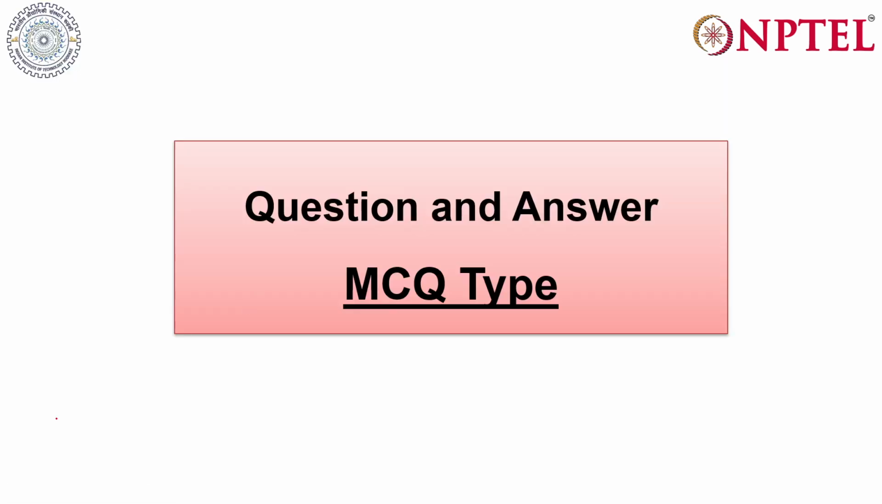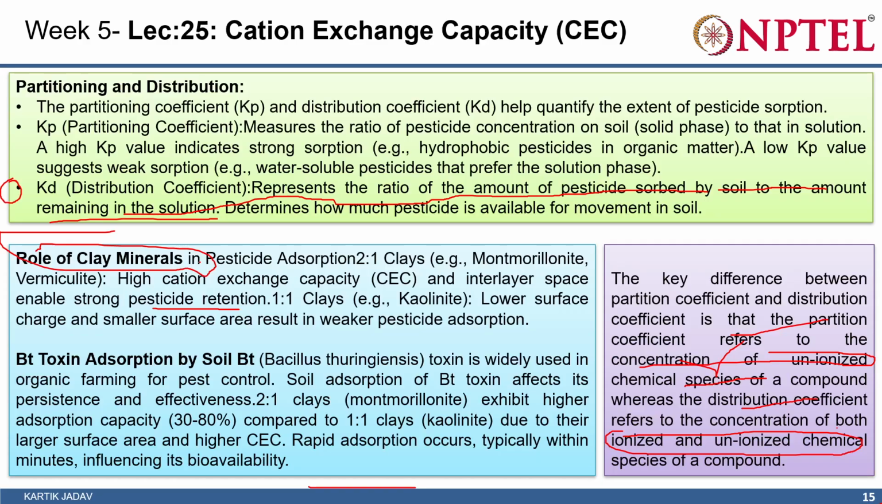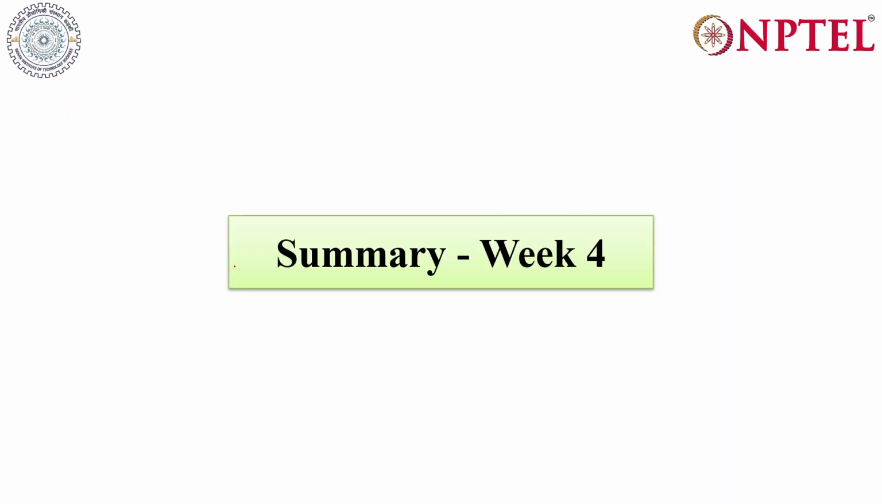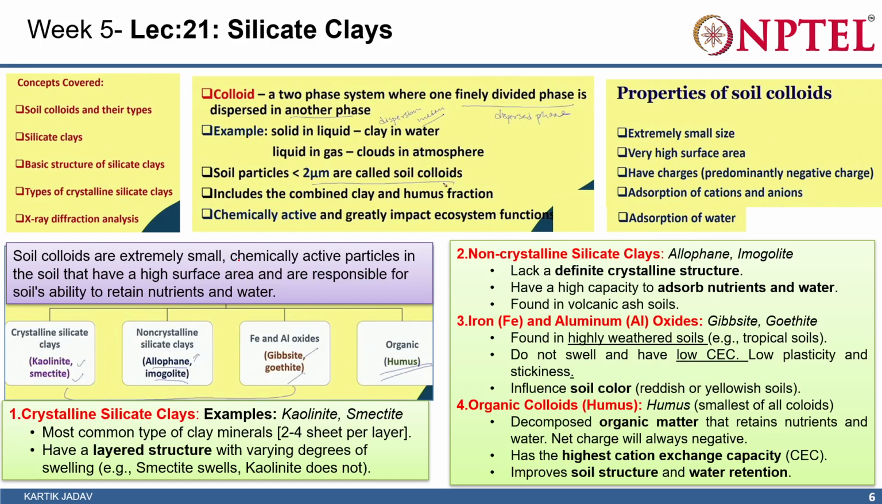Okay, so this is the summary of last week, week number 5. The key takeaways from this week's content: we have covered 5 important things. That is silicate clays. What is silicate clay? Its types, right? Silicate clay is basically a type of colloid, and we classify them into the 4 major types that we have covered.